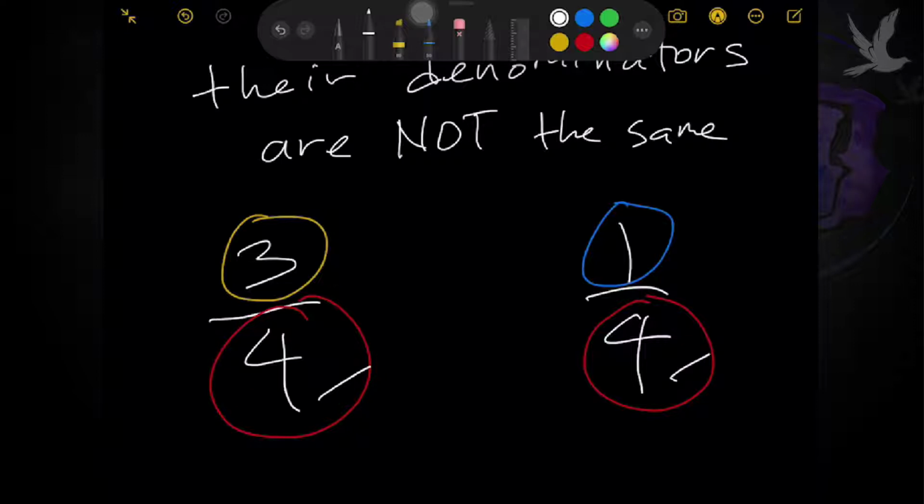Looking at their numerators, for example, 3 is obviously greater than 1. So you just need to look at their numerators to determine which one is greater or smaller. So 3 over 4 is greater than 1 over 4, and 1 over 4 is definitely smaller than 3 over 4. Okay, that is if they have the same denominators. But what if they don't have the same denominators?